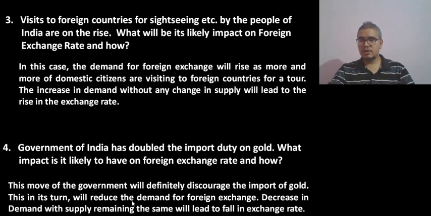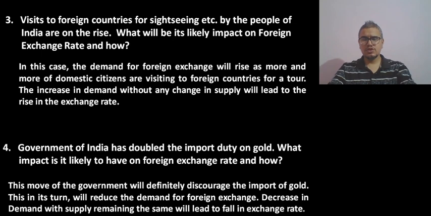So this move of the government will definitely discourage the import of gold. This in its turn will reduce the demand for foreign exchange, because import is being reduced. When demand for foreign exchange reduces, supply remaining the same, it will lead to a fall in the exchange rate, because the case of excess supply will arise, and when the situation of excess supply arises, obviously the price is going to fall. The price going to fall here means the exchange rate is going to fall.